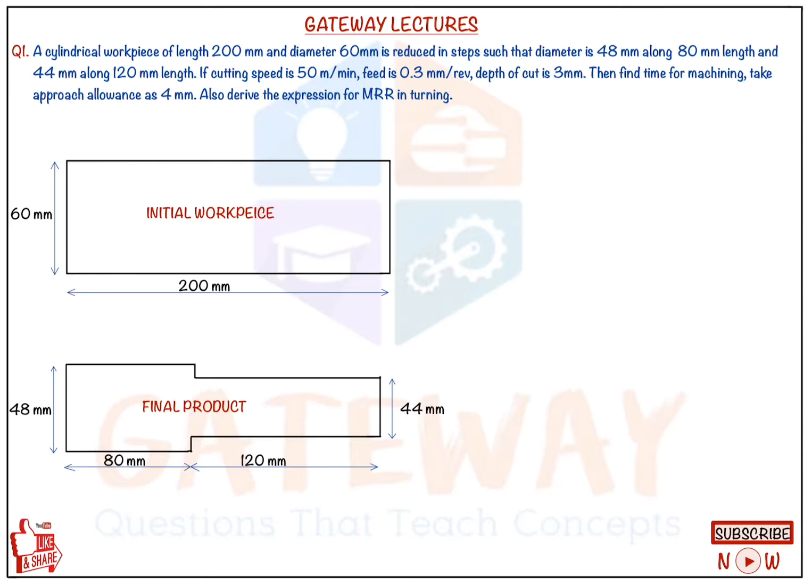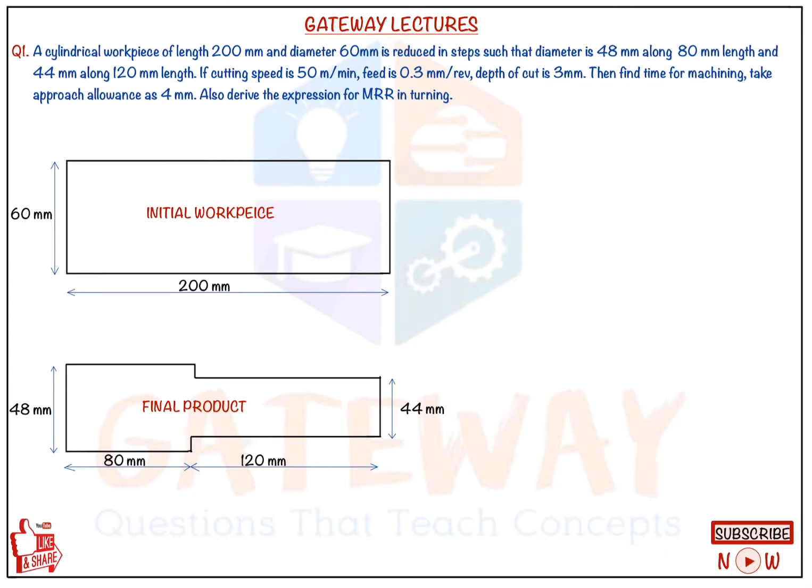And if the cutting speed is 50 meter per minute, yes, here cutting speed is mentioned, but they did not say whether it is maximum, minimum or average. So we need to assume it as average and proceed with the problem. Feed is 0.3 mm per revolution. So the feed value is given as 0.3 mm per revolution. Yeah, we know. Depth of cut is 3 mm.